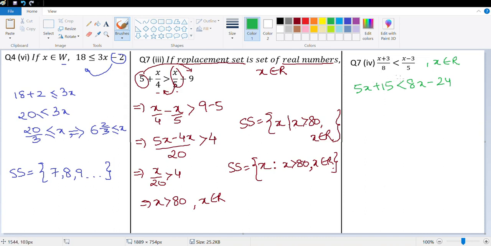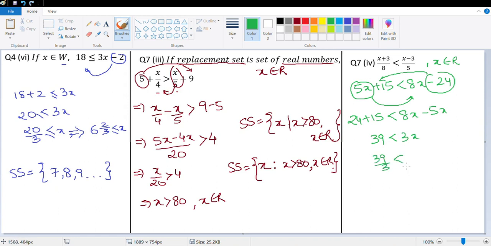Like I said, I always prefer to keep my x positive, which means I take 5x on this side, negative 24 on this side. So this becomes 24 plus 15 is less than 8x minus 5x. 24 plus 15, that's 39, is less than 3x, which means 39 upon 3 is less than x, which means 13 is less than x, which means x is more than 13. So let's write the final answer in the form of a solution set.